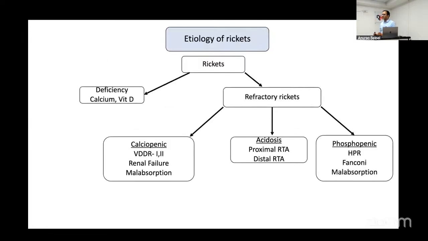So now we'll have an overview of rickets. Nutritional rickets is the most common, due to vitamin D or calcium deficiency. This kind of rickets at presentation should be treated with adequate doses of calcium and vitamin D for around 12 weeks, and then subsequently we should go for an X-ray. If the X-ray is suggestive of a line of healing, then we should continue the treatment on nutritional deficiency lines. If there is no line of healing, then we should think about refractory rickets. In refractory, we have calcipenic rickets, in which we have VDDR1, or it can be due to renal causes.